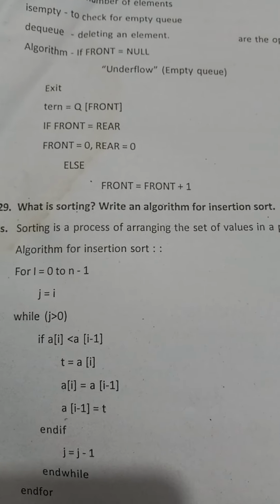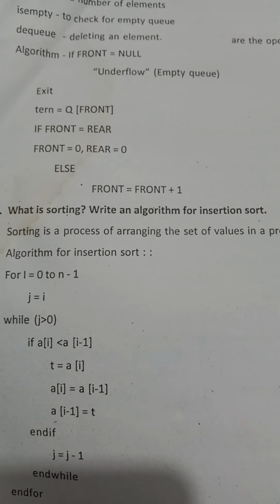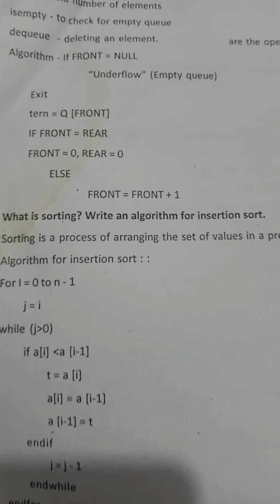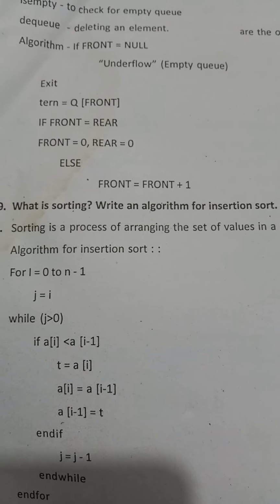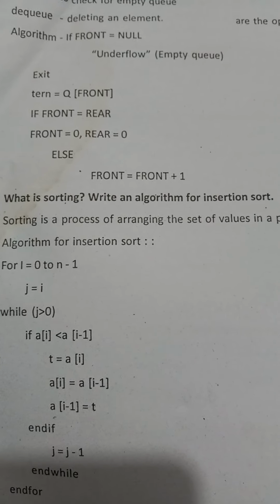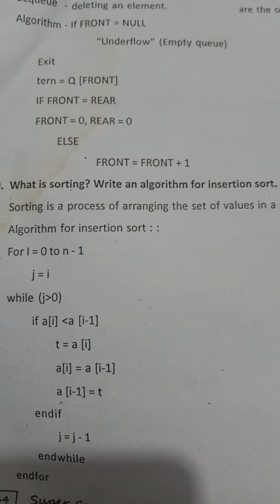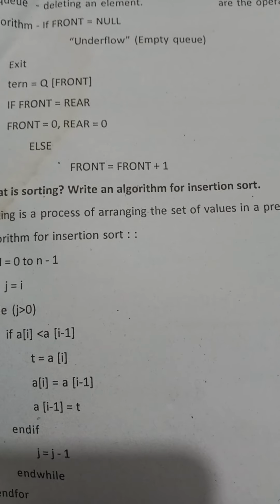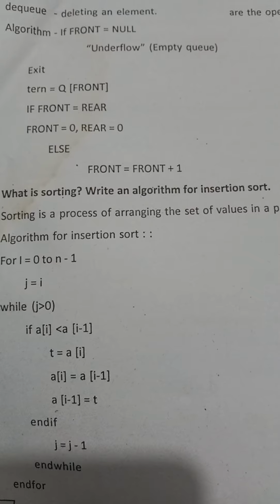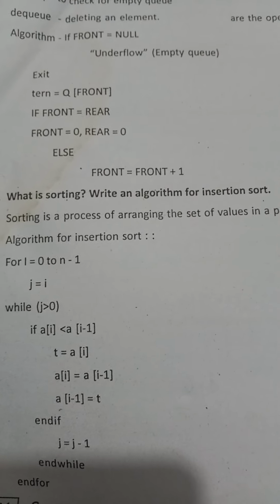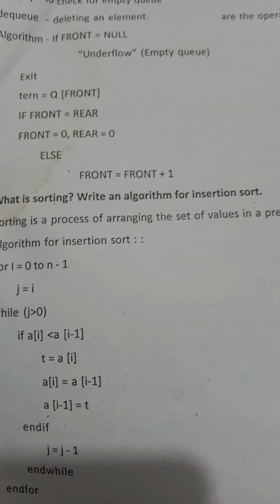For i equal to 0 to n minus 1, the value of i is put into j, that is, j is equal to i. While j is greater than 0, then we swap the elements. If a of j is less than a of j minus 1, that is, if the second element is lesser than the first element, then we swap it so that the first element becomes the smallest.